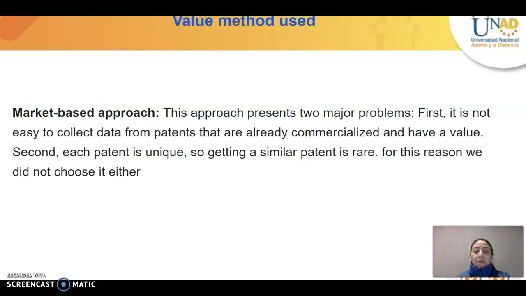Market-based approach. The approach presents two major problems. First, it is not easy to collect data from patents that are really commercialized and have a value. Second, each patent is unique, so finding a similar patent is hard. For this reason we did not choose it.